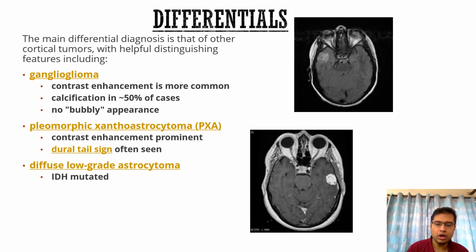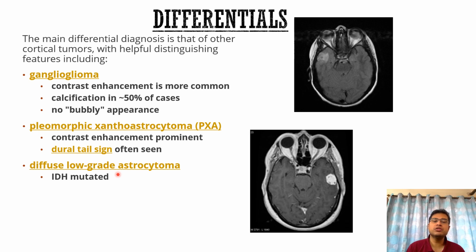So the differentials for a DNET will include other cortical tumors like ganglioglioma. So this is a case of ganglioglioma, which is also a cortical based tumor. But in ganglioglioma, it shows intense post-contrast enhancement, and calcification is seen in about 50% of the cases, and there is no bubbly appearance as such, which is characteristic for DNET. Then PXA, that is pleomorphic xanthoastrocytoma. This is a case of PXA. PXA usually shows a dural tail sign and post contrast enhancement, which is not seen in DNET.